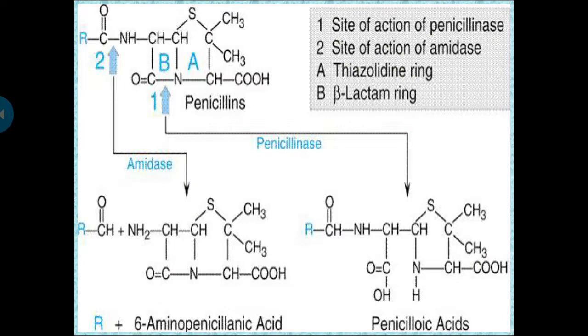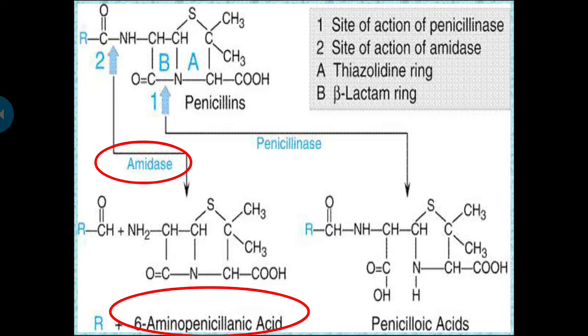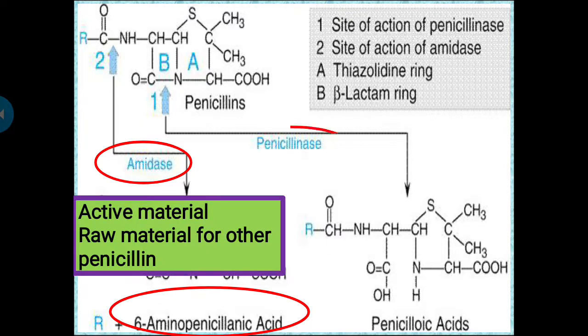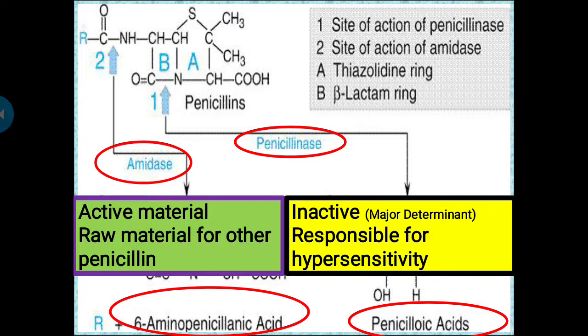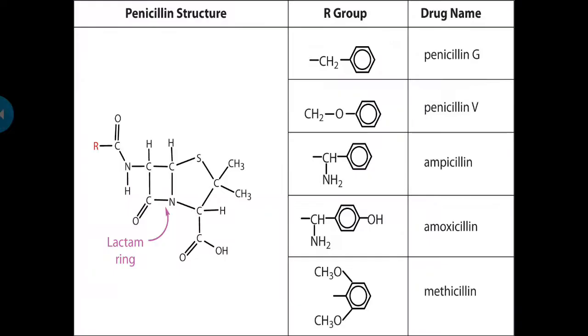So once again, site of action number 1 is beta-lactamase, and number 2 is the amidase enzyme. After the action of the amidase, we have the active component, that is 6-amino penicillanic acid. After the action of beta-lactamase on penicillin, we have penicilloic acid, which is responsible mainly for the hypersensitivity reaction, but it is inactive clinically. So remember, amidase derives 6-amino penicillanic acid, penicillinase derives penicilloic acid.